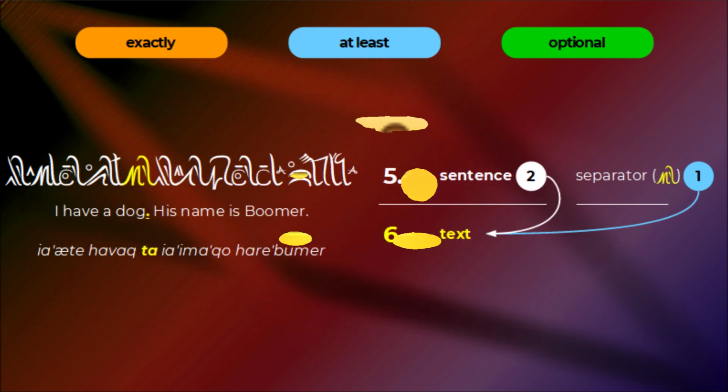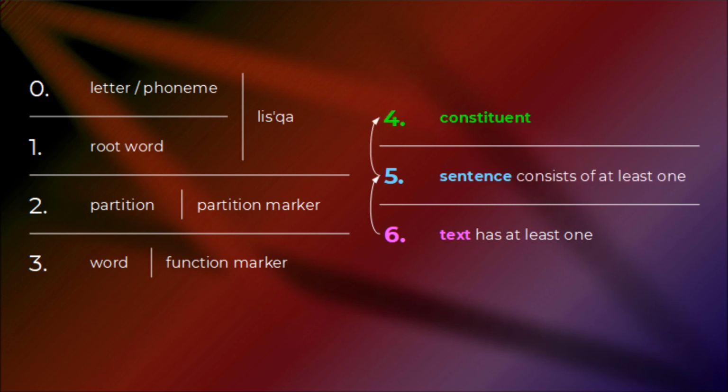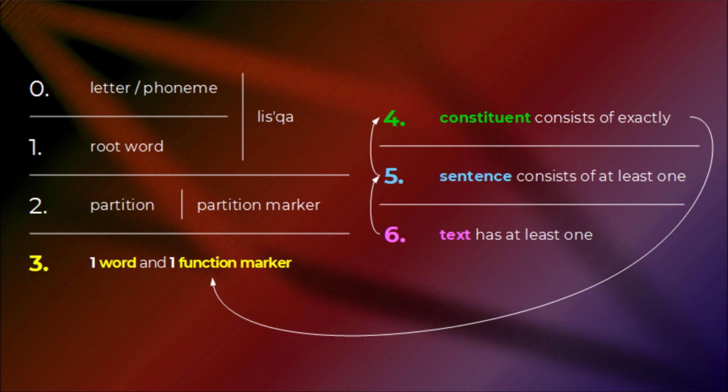So just do yourself and everybody else a favor and put a separator between 2 sentences if you want them to belong to the same paragraph. So, in summary, a text has at least 1 sentence. A sentence consists of at least 1 constituent. A constituent consists of exactly 1 word combined with 1 function marker.